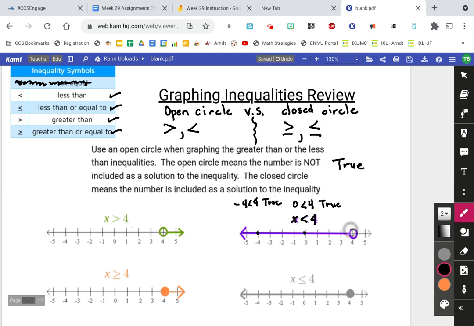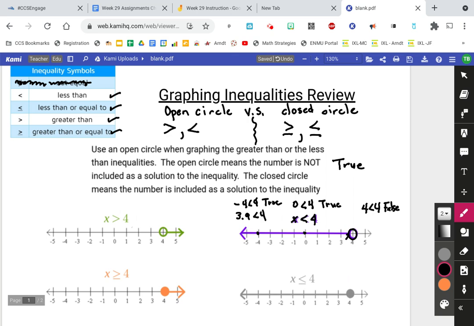Notice we have an open circle at 4, meaning we do not include that 4, because 4 less than 4 is false. 4 is not less than 4. It's equal to 4, but not less than 4. That's why we cannot include 4, but we could include a number right here, which might be 3.9. 3.9 is less than 4. That's true. So we want every number to the left of 4, excluding that 4. So we use an open circle.